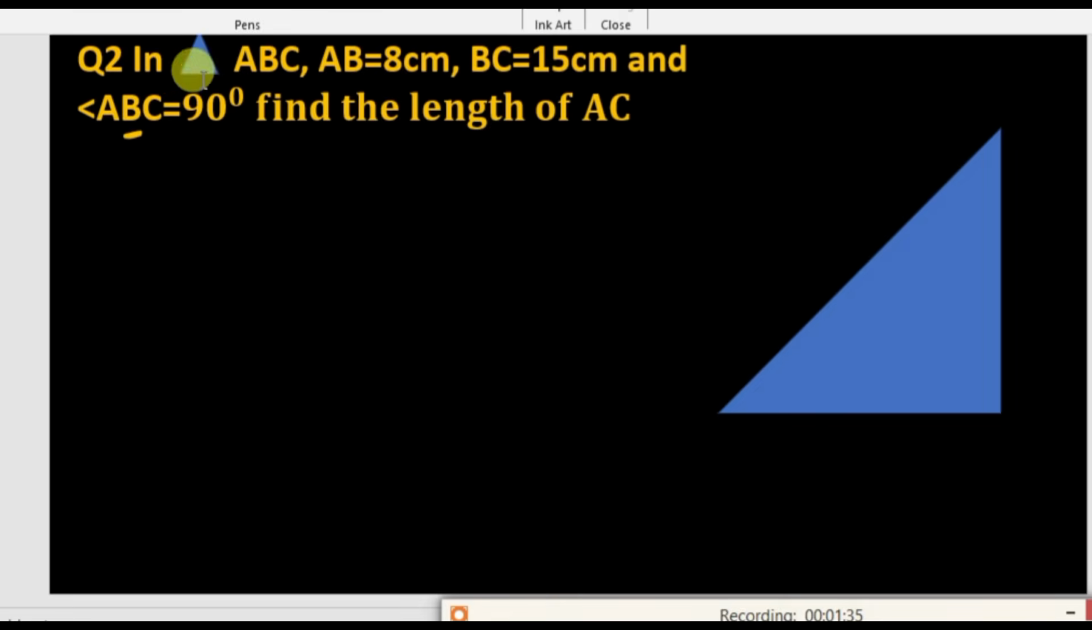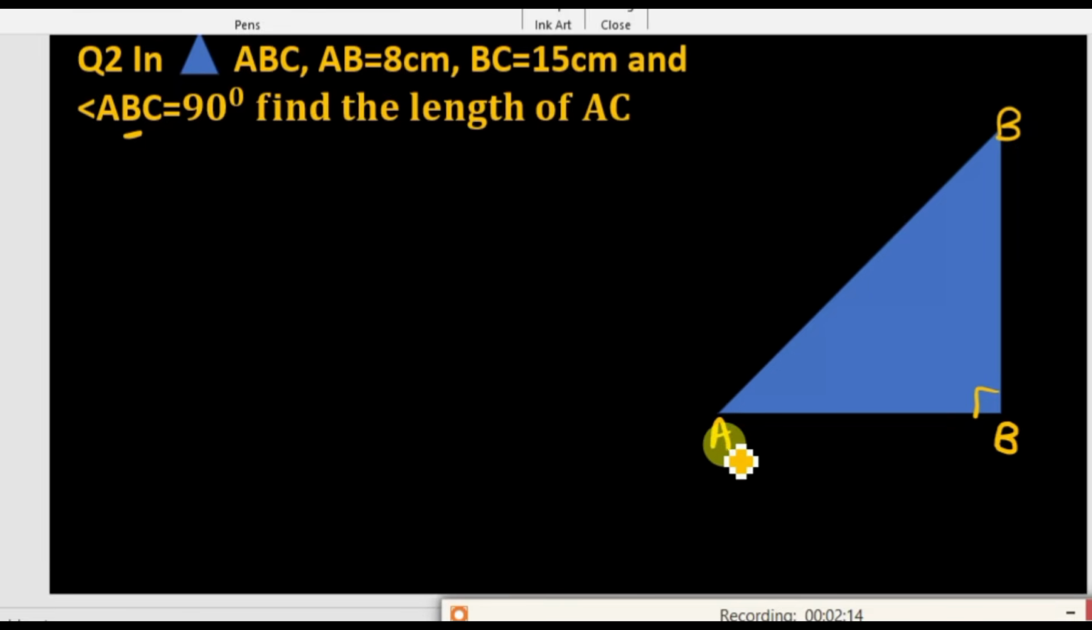Question number 2. In triangle ABC, AB is equal to 8 centimeter, BC is equal to 15 centimeter, and angle ABC is equal to 90 degree. Find the length of AC. What is the value of B? B is equal to 90 degree. Here is a 90 degree angle, so it is fixed. It's up to you, either the value is A or the value is B. I write the value of A and the value of B.